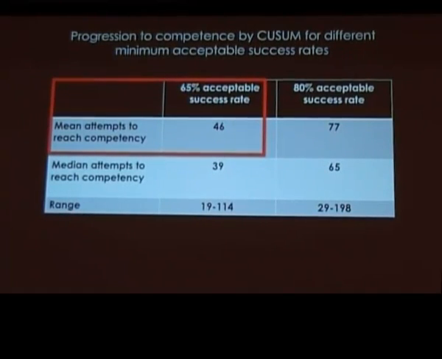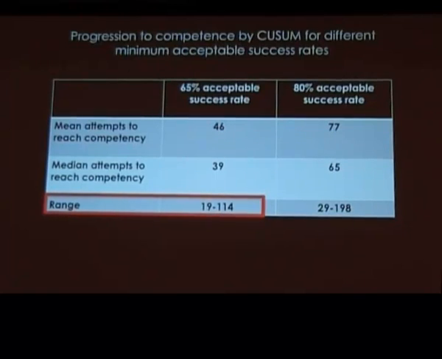I work in a unit with almost 6,000 deliveries. We have an epidural rate of about, it varies, but around 60% for primips and about 40% for multips. But 46 is a lot of epidurals for one novice person to take on. But more interestingly, the range of numbers of epidurals required to reach this competence level went up to 114.